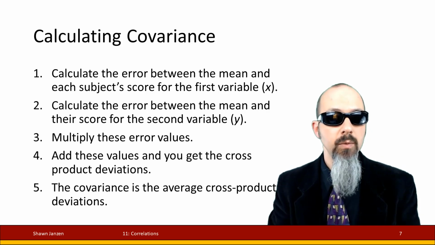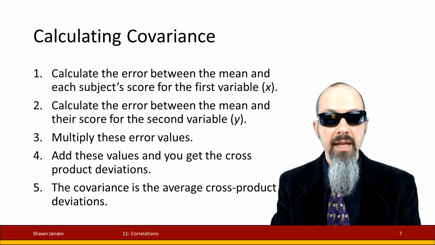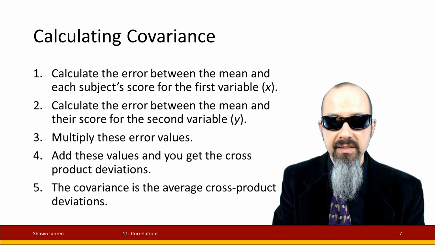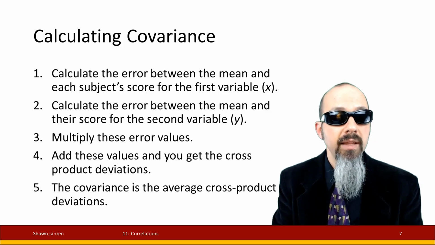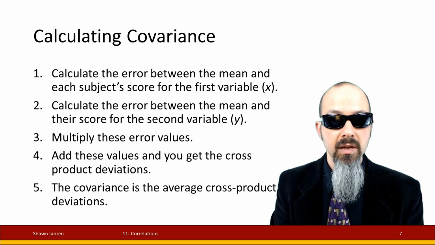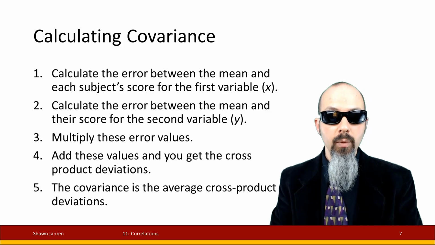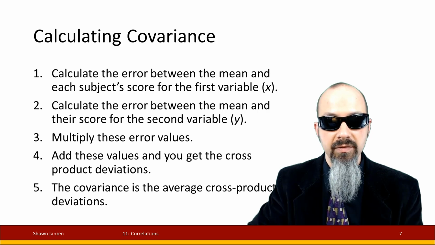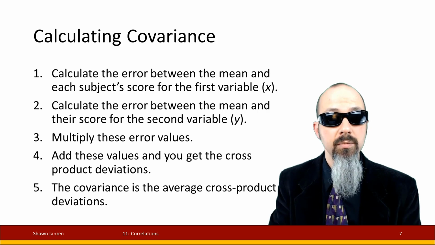We have 5 steps that we can use to calculate covariance. First, we look at the error between the mean and the subject's score on the first variable, the x variable. Then we do the exact same process again, but for the second variable, y. We look at these mean differences and multiply them together in the 3rd step, following in the 4th step by adding up these multiplied mean differences, and that gives us what we call the cross product deviation. We take the cross product deviation and divide it, and that's going to give us our covariance. So let's see how this looks mathematically.